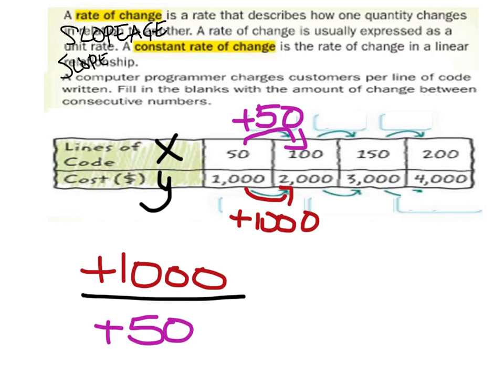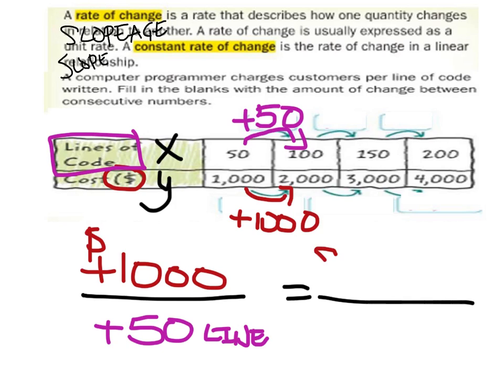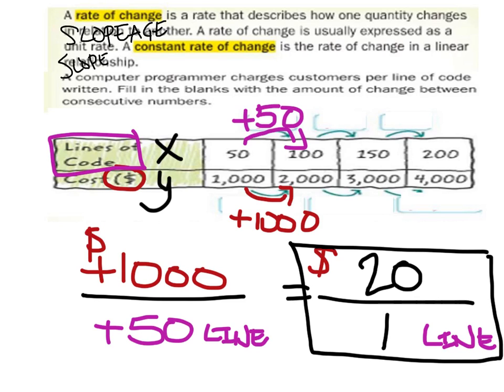The y's were represented by dollars right there. Okay? The x's were represented by lines of code. I'm just going to write lines because I'm too lazy. Well, this can be simplified, but the labels stay the same. So dollars and lines. 1,000 divided by 50 is, very good, it's $20 for one line. Done. That is our rate of change, or the slope.